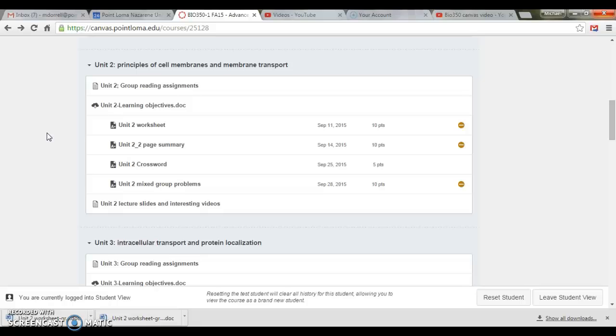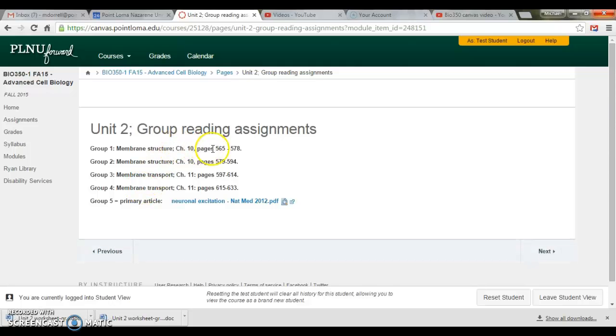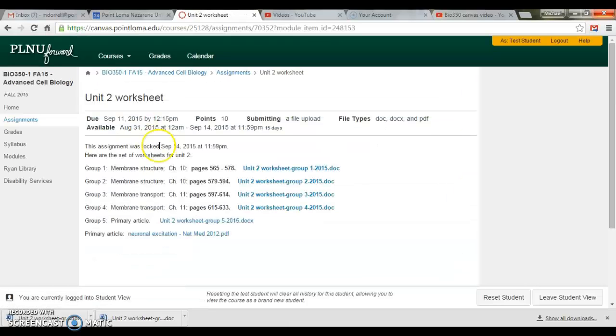At Unit 2, we start to have the unit where the students are taking over. So here we have the group reading assignments. So each student can know which part of the chapter they are assigned, and the students that are assigned the primary literature article can access that as well. We also have the worksheets. So this is where I've given students guidance on how to succeed in the course.